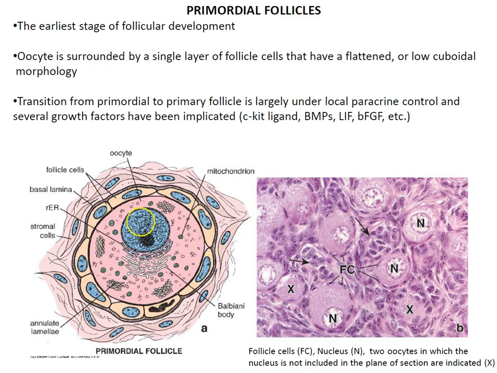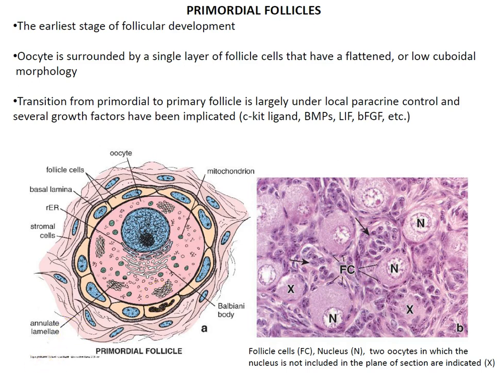Now, these follicle cells are bounded by a basal lamina here. The oocyte, which you see here, is arrested in the prophase of the first meiotic division. The ooplasm contains characteristic organelles, including the Balbiani body, which is essentially an accumulation of Golgi membranes. Also interesting here is the eccentric position of the nucleus, as you can see here in this section of primordial follicles.